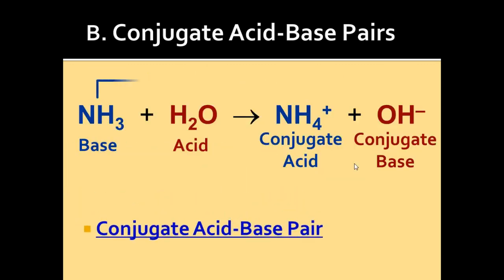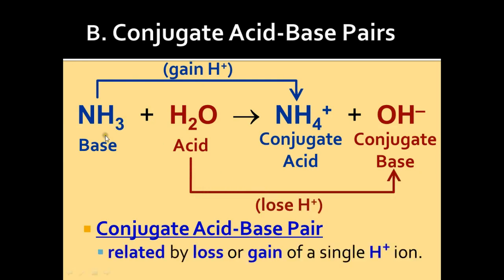And so for a conjugate acid-base pair, you can tell they're pairs because they're related by a loss or gain of one proton. So these two are a pair because the only difference between them is that NH4 plus just gained a proton. Otherwise, it would be NH3 if it lost that proton. So if they're related by a loss or gain of one proton, that means they're a conjugate acid-base pair.